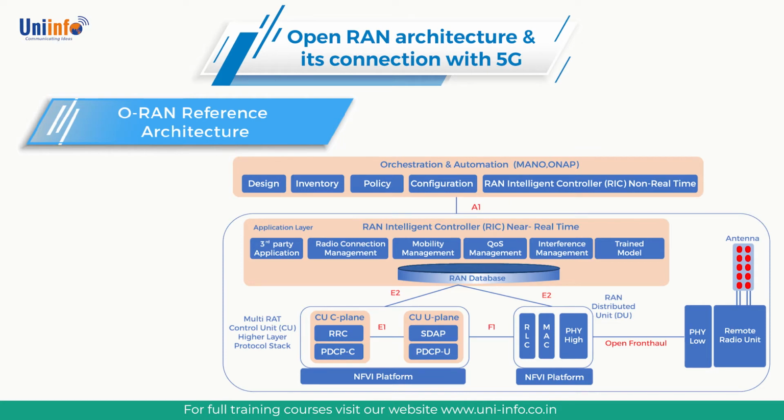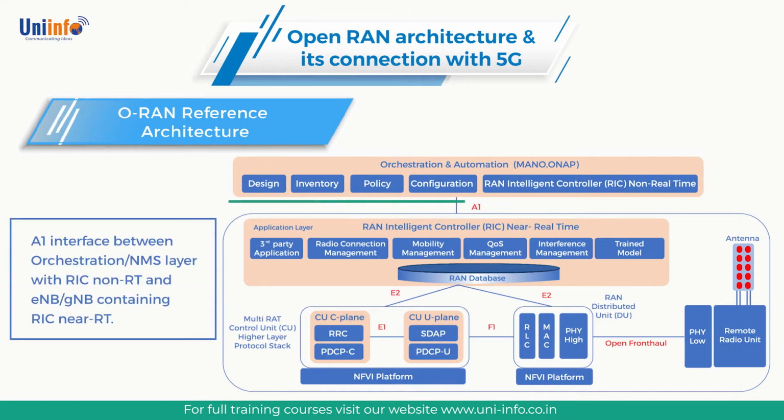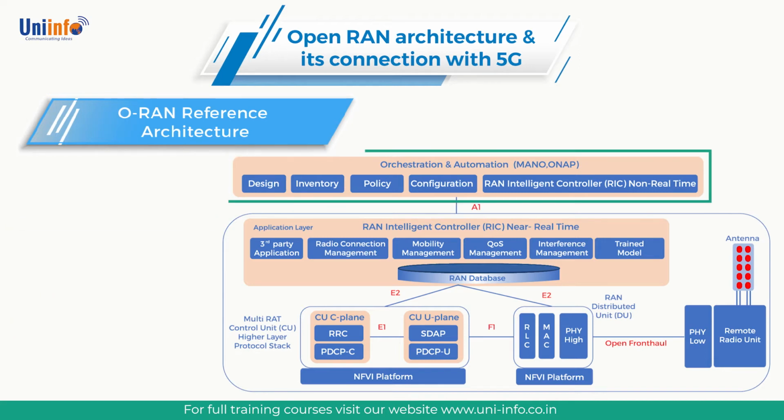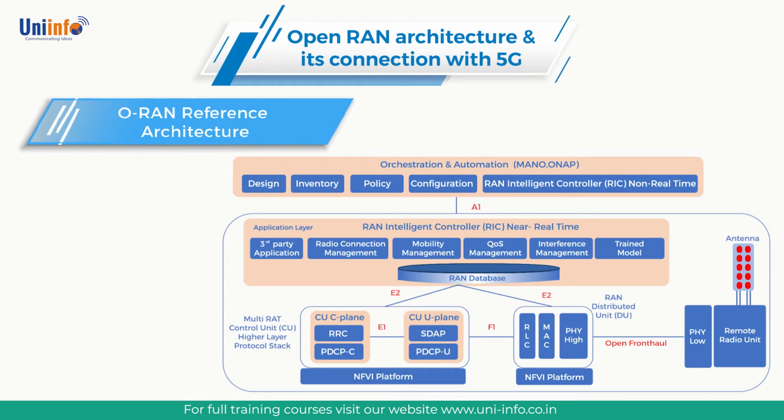execution. First, the ORAN specification defined an A1 interface between the orchestration or NMS layer with RIC non-RT and the eNode B or gNode B containing RIC near-RT. Second, network management applications in non-RT RIC receive and act on highly reliable data from the modular control unit and distributed unit in a standardized format over the A1 interface.